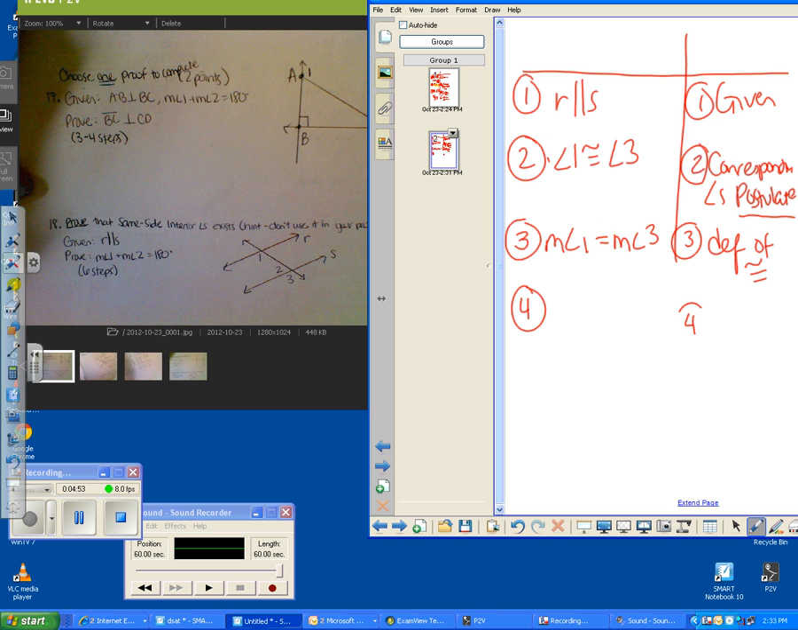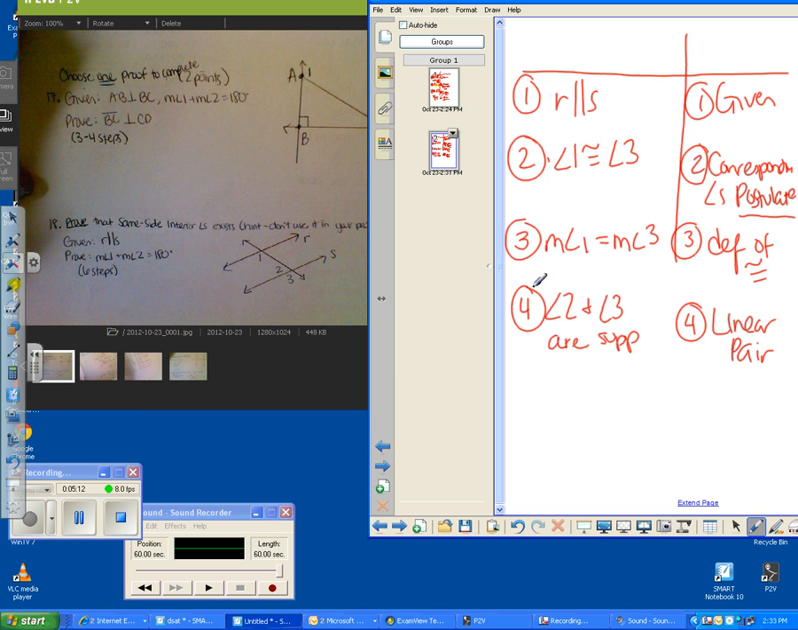Okay, and then we have an equal sign, and somehow we have to introduce that 180 degrees into our story. So if we look at angle 2 and angle 3, we can say, well, angle 2 and angle 3, those are a linear pair. So since they're a linear pair, that means that they are supplementary.